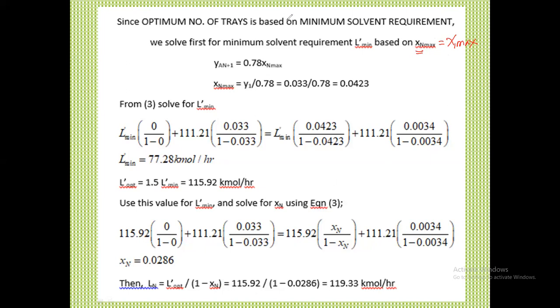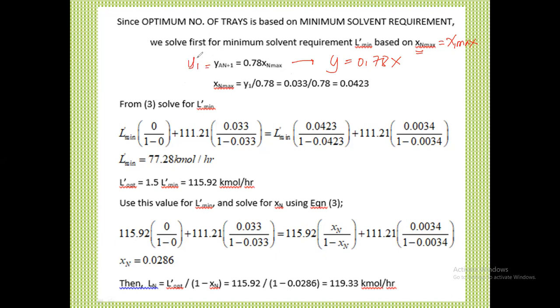Okay? Now, next is, we have this. So, your YAn plus 1 is equal to 0.78 X sub n maximum. Or shall we say that this was taken from your Y equal to 0.78X, the equilibrium relationship between X and Y. So in order for us to determine the X1 maximum, we need to know the m. In this case, that's 0.78. This YA sub n plus 1 is actually your Y1 in our orientation.